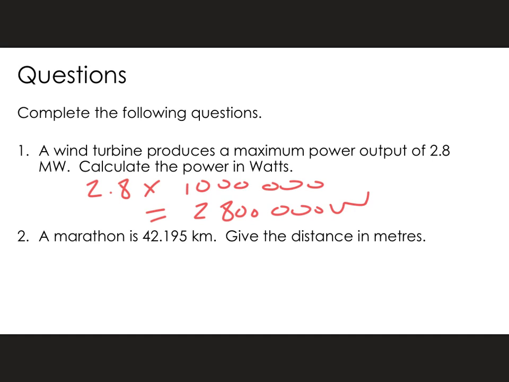If you feel more confident using standard form, you could have just put a times 10 to the 6 there, rather than write out the million value. So that would be times 10 to the 6 watts.